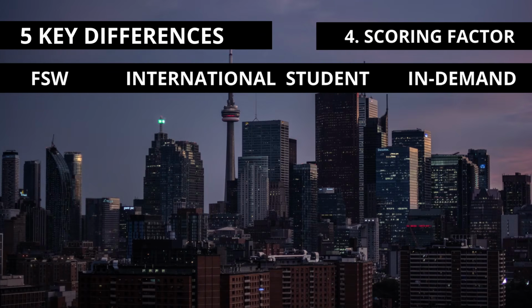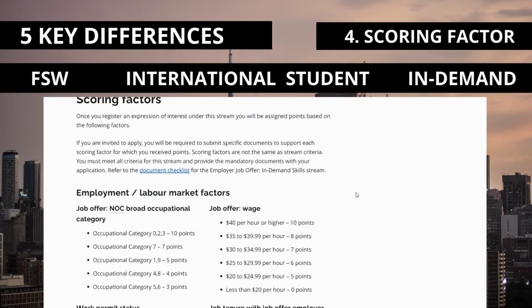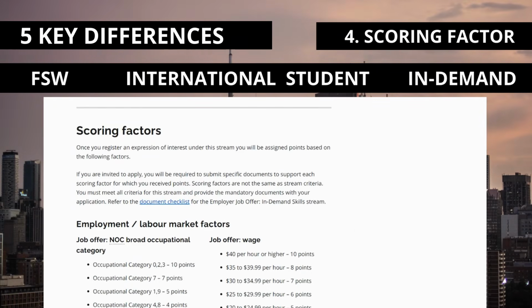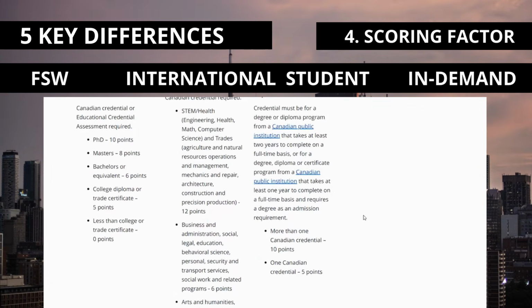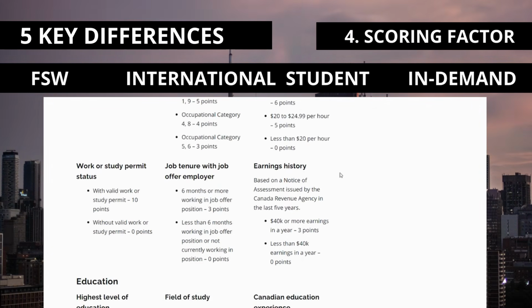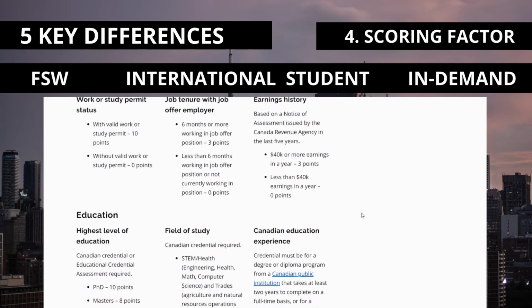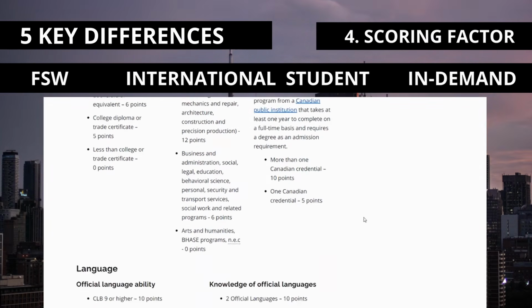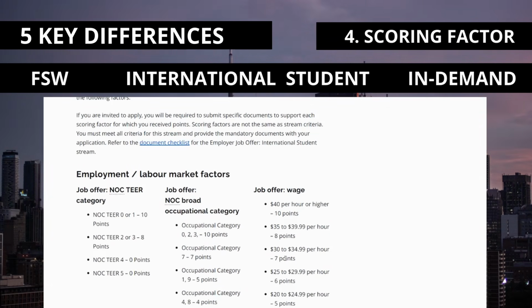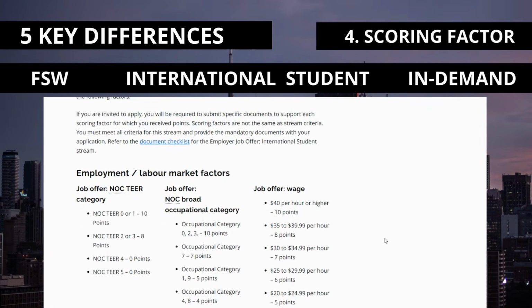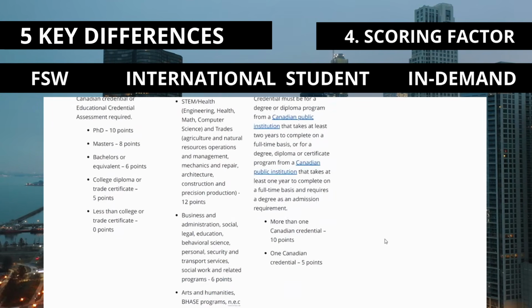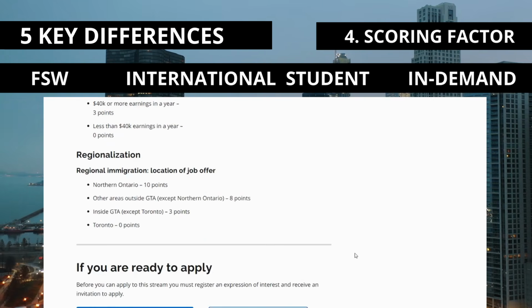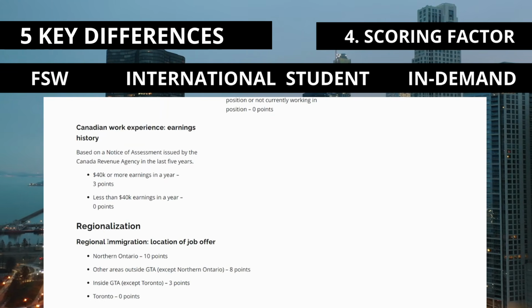Number 4 is the scoring factors. The scoring factors differ for all these streams. For example, you can get extra points for having a Canadian education if you are applying under the international student stream. This does not apply for the other 2 streams. Now you will also get more points if you are getting paid more than the median or low wages. Basically, the points awarded increase with the increase in pay. Points are also awarded on the basis of specific regions you're willing to settle in Ontario.